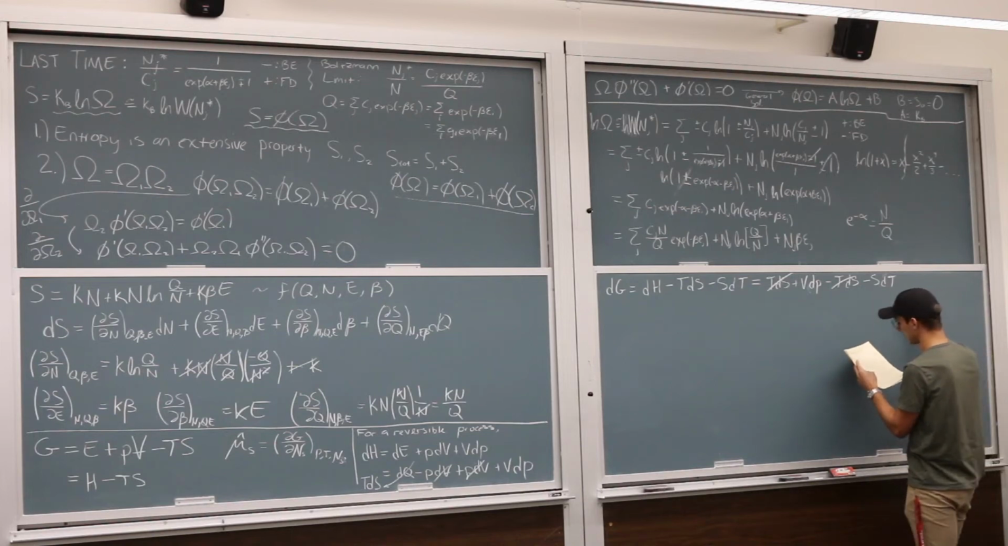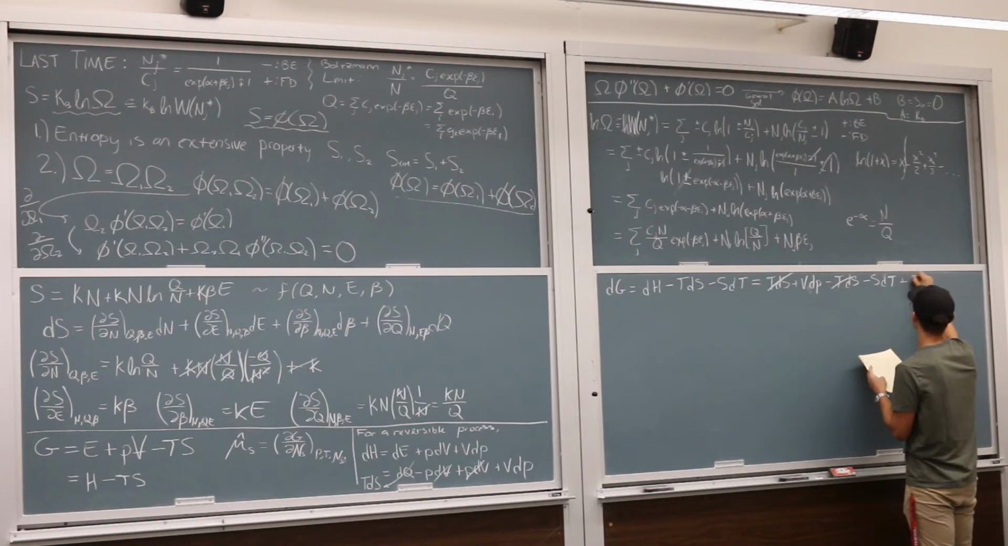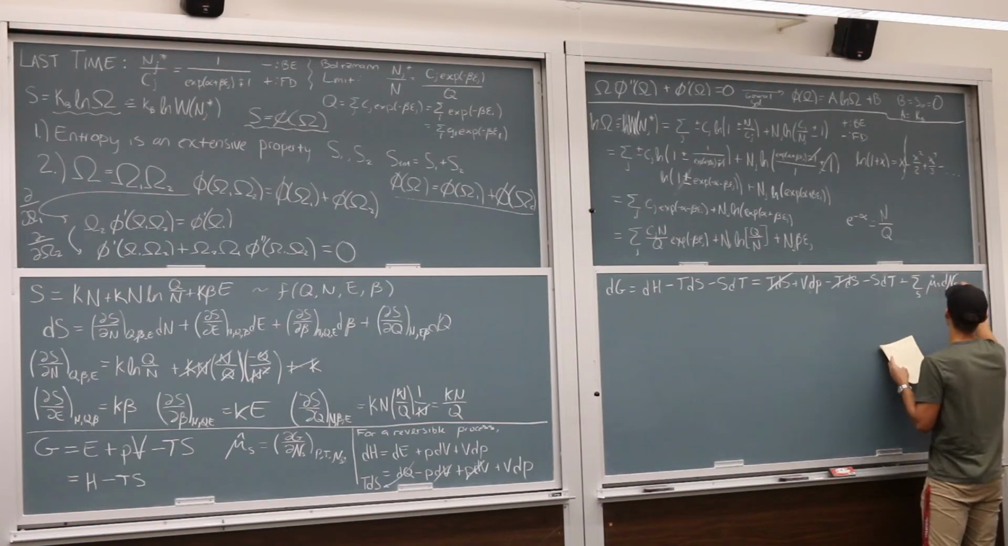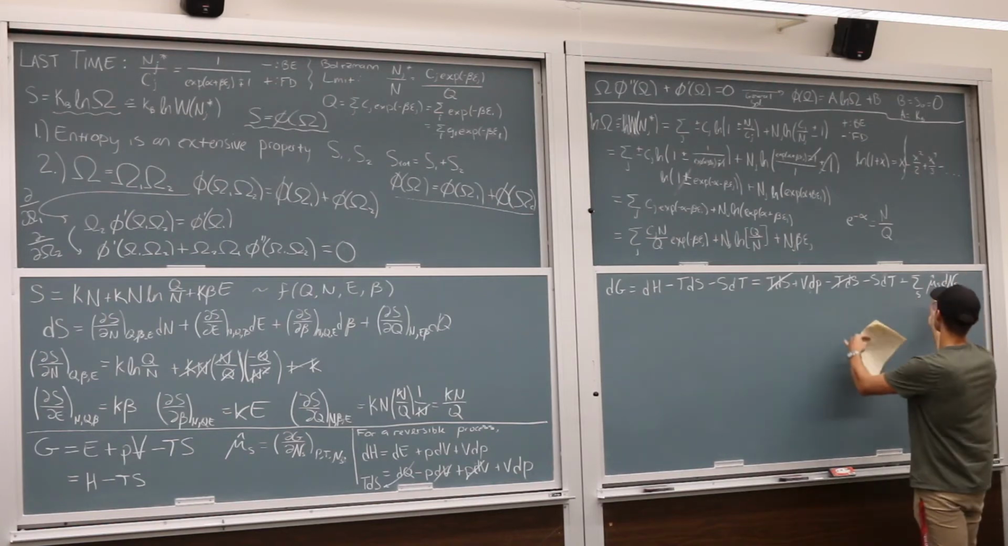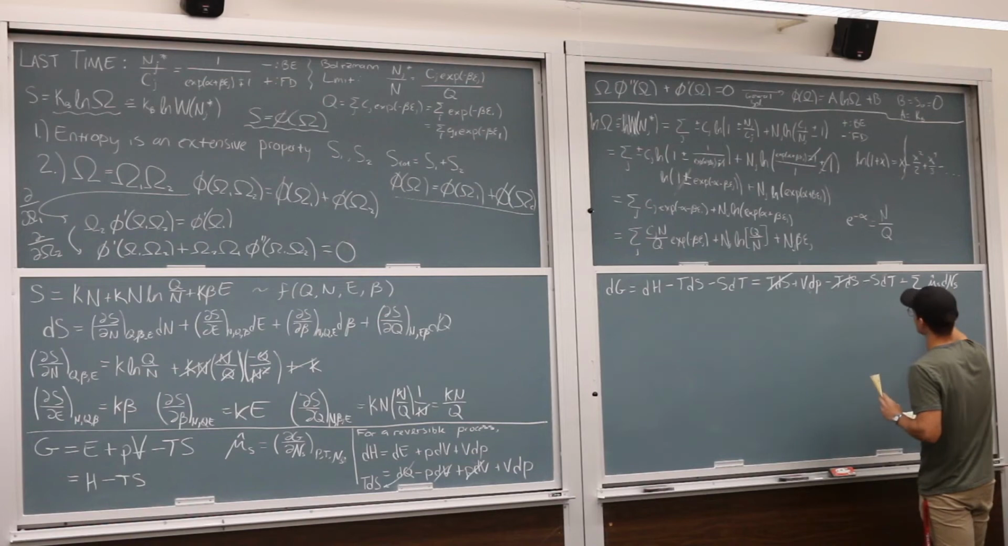You have to have plus the sum over s of mu_s dN_s. So this doesn't necessarily have to be here. If your system's closed, it wouldn't be there. But if your system is open, or if you have a reacting system with components where the concentrations are changing, the number of moles of each species are changing, you have to add this part here.